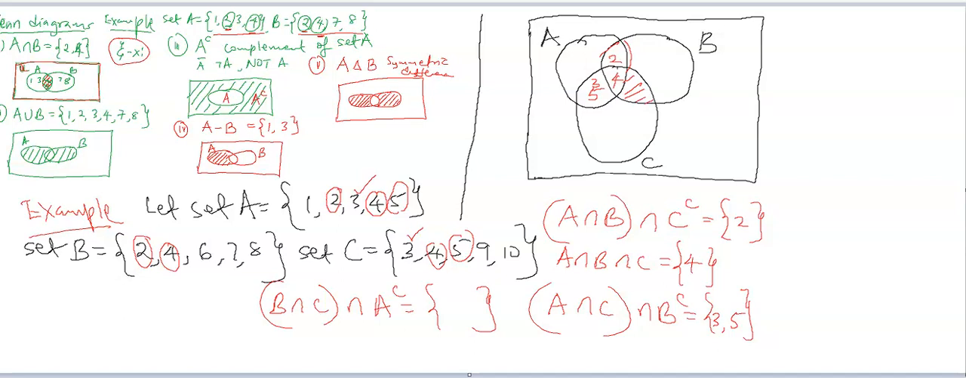And therefore, you find that 9 and 10 are only in set C. Set C only. Set B only, we have 6, 7, and 8. Set A only, we have 1. That way we have represented those three sets in a Venn diagram.